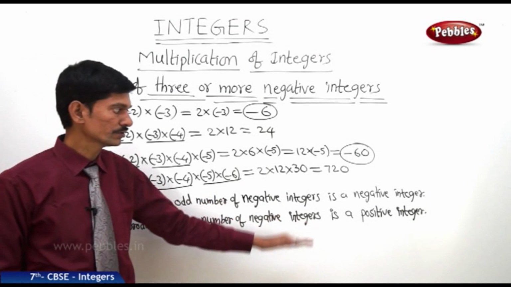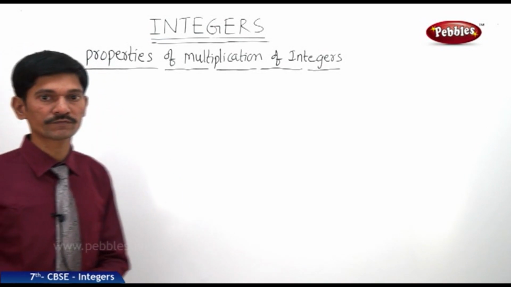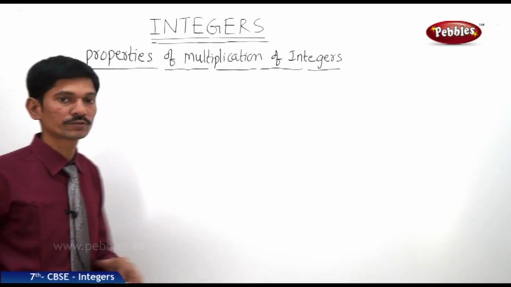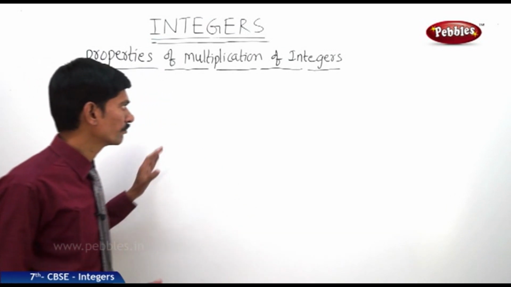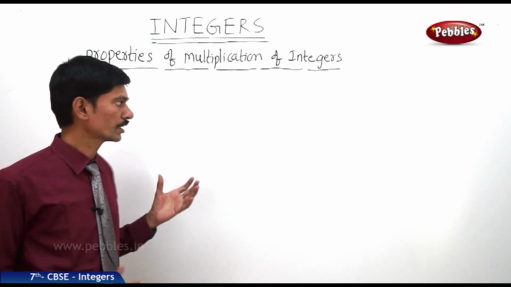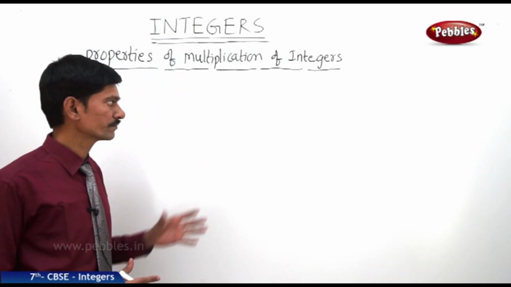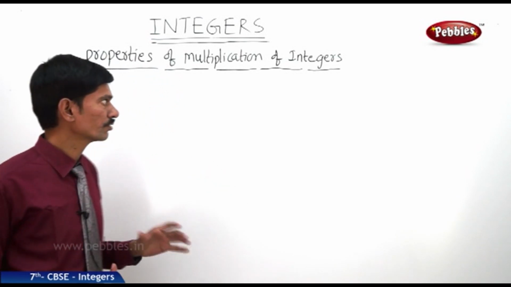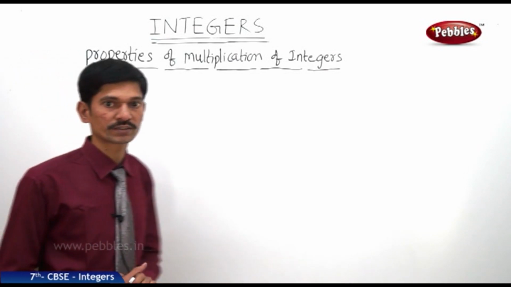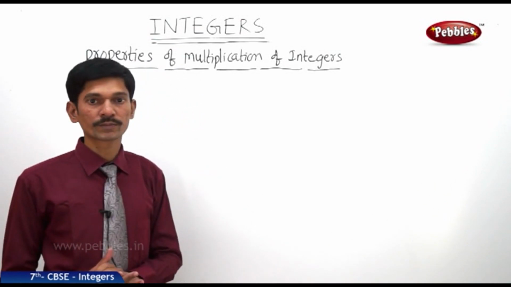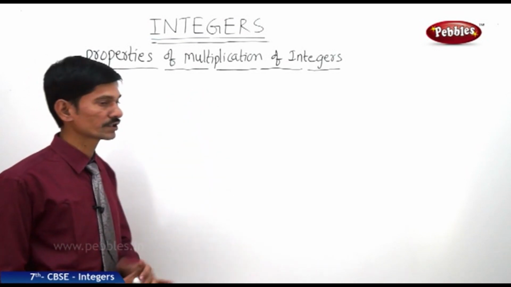So far we have learnt the multiplication of integers, meaning multiplying any two positive integers, any two negative integers, and a positive integer with a negative integer. And we have also learnt the multiplication of 3 or more integers. Now let us go to the next topic, that is properties of multiplication of integers. We have to learn the closure property, commutative property and associative property in the case of multiplication of integers.